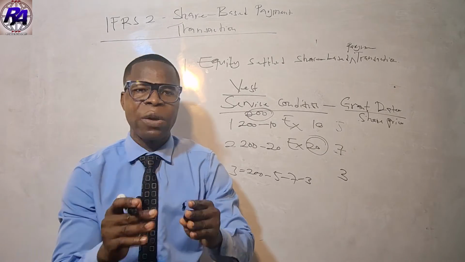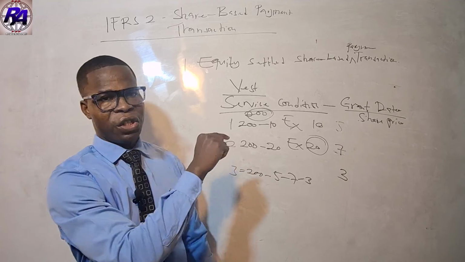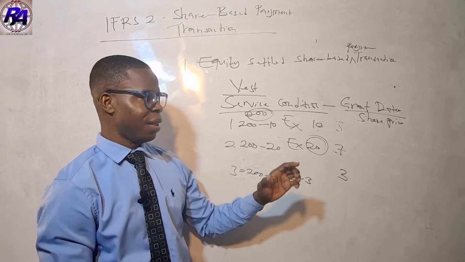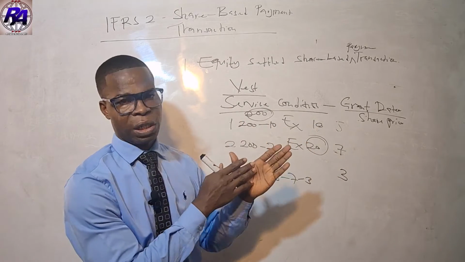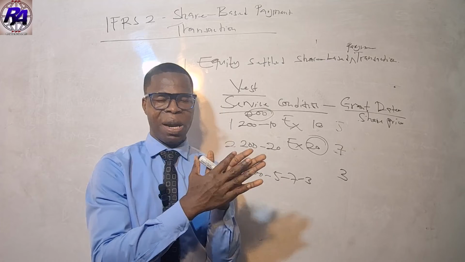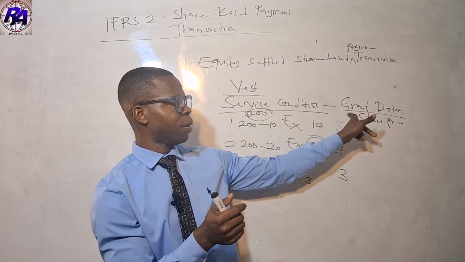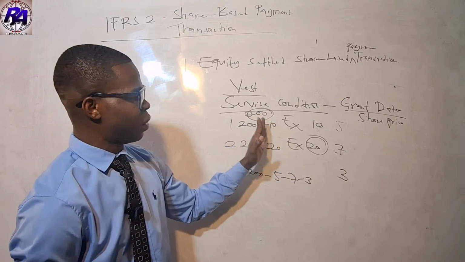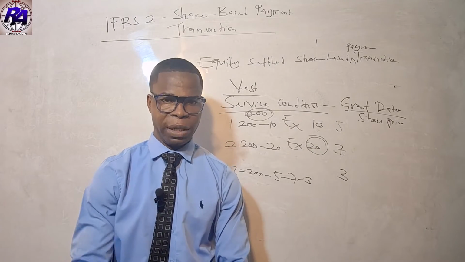This is how we deal with employees when it comes to service condition and equity-settled share-based payments. Please, this is only attributable to service condition. When we go to performance condition, the second one, it will differ. Remember, with the service condition, we use a grant date fair value and look at how we deal with the employees that are leaving and those that are expected to leave.